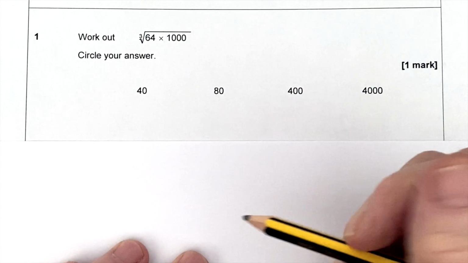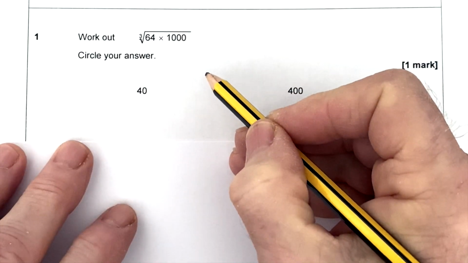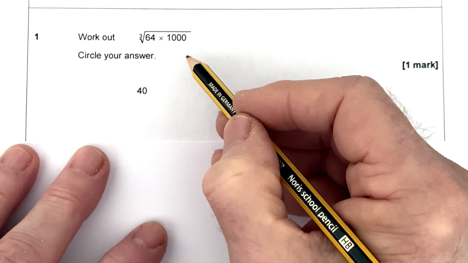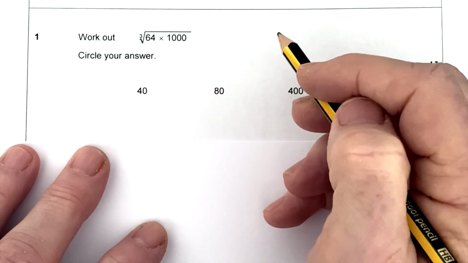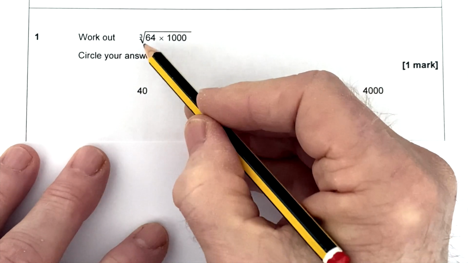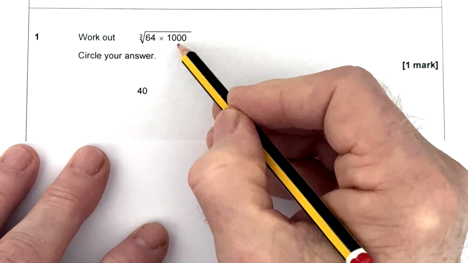We're looking at the very first question of the 2018 Higher Paper 1. And as soon as you look at it, it's a bit mean for a first question, but actually you probably do know what to do. So just stay calm and watch this. Here we go. So we've got the cube root of 64 times 1,000.